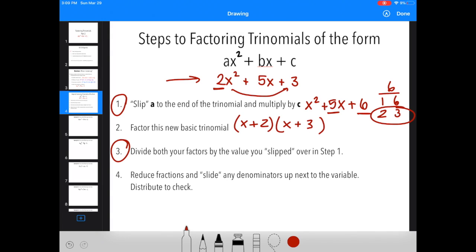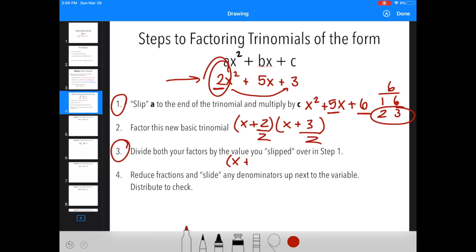So now that I have x plus 2 times x plus 3, I'm going to divide both of my factors by the value that you slipped over in step 1. So dividing by 2. I'm going to divide by 2, divide by 2.